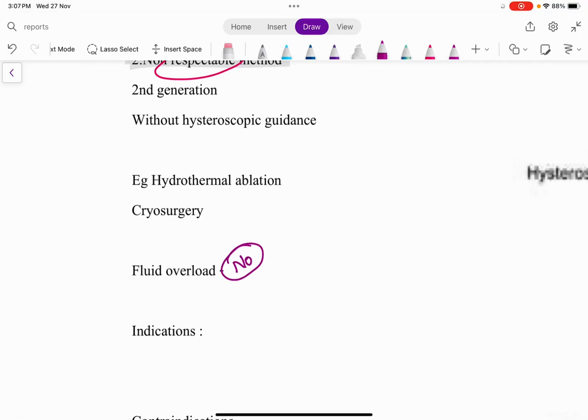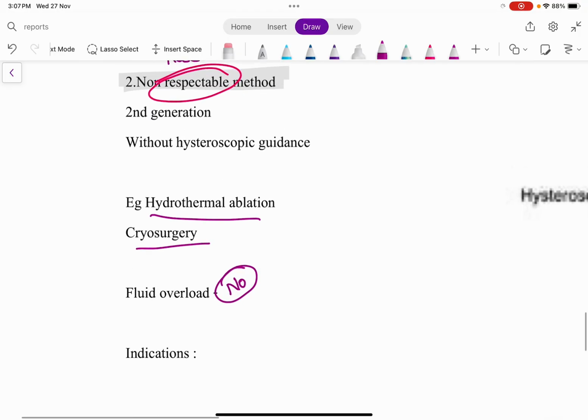So what are the examples? Hydrothermal ablation and cryosurgery. Basically, with the help of current and with the help of a freezing procedure, you cause destruction of the uterine endometrium. That is hydrothermal ablation and cryosurgery. With the freezing process, you cause destruction of the uterine endometrium up to a depth of about 4 to 6 millimeter. Since it is not done under any hysteroscopic guidance, the risk of fluid overload is not present.